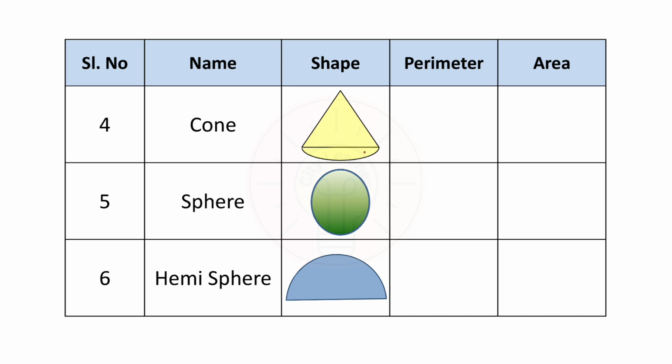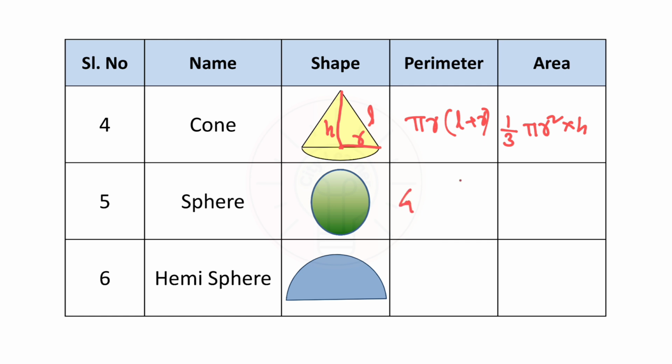Next is the cone. This is the shape of the cone, where R is the radius, H is the height and L is the lateral length. The surface area is pi r into L plus R, and the volume is 1 by 3 into pi r square into H.